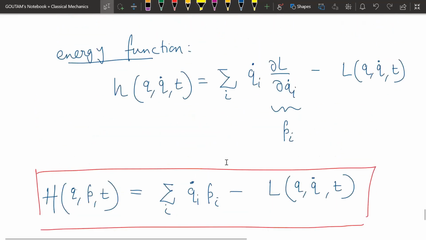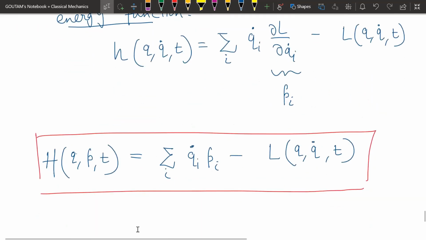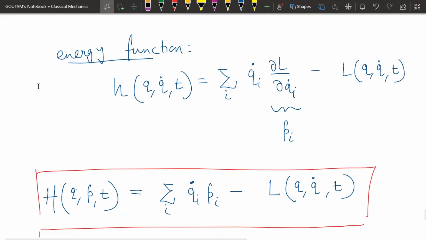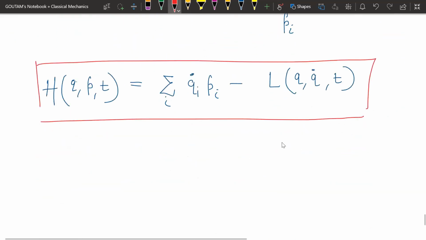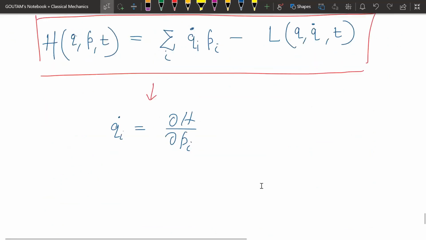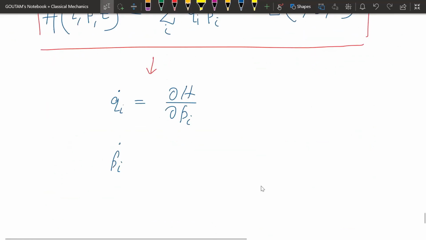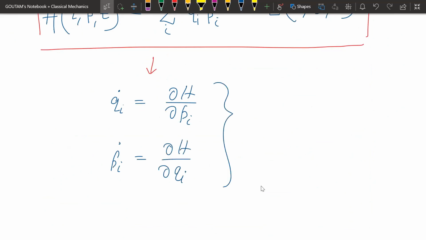This is how we define our Hamiltonian, the expression of which is the same as this energy function. And Hamilton's equations of motion will look like q_i dot equals ∂H/∂p_i and p_i dot equals minus ∂H/∂q_i. So these two will be Hamilton's equations of motion.